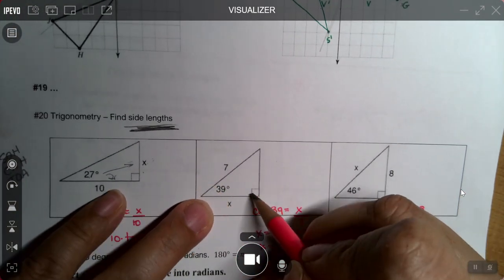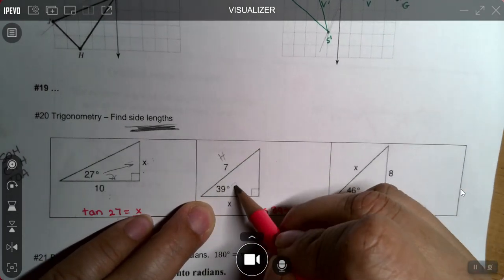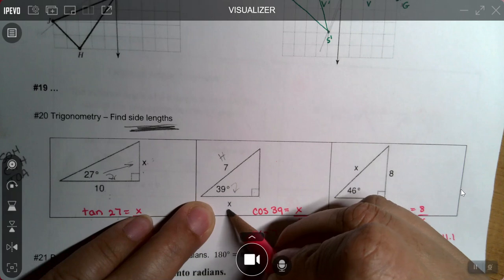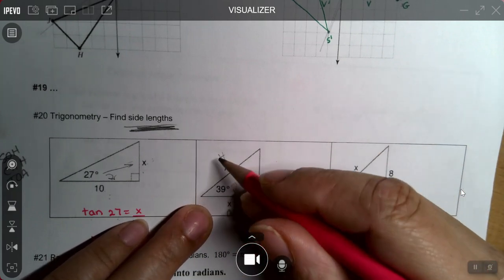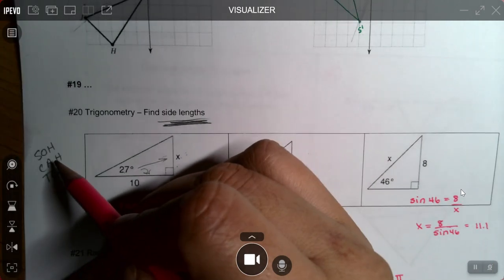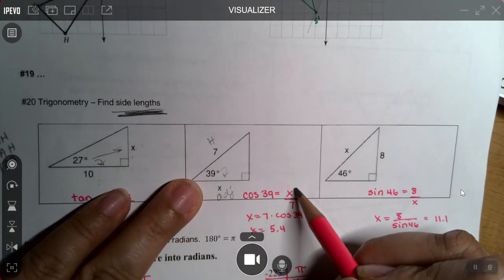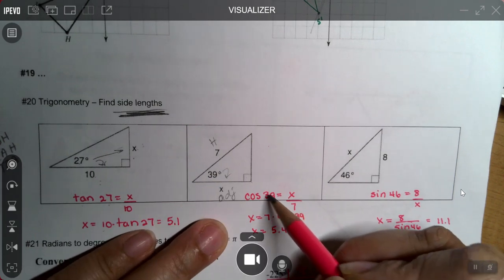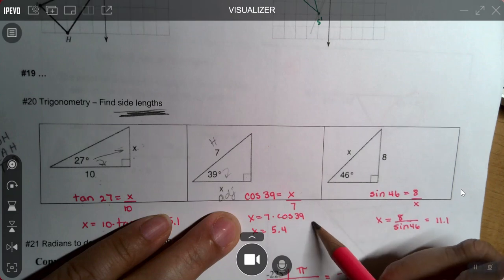All right, this one, this is 90, so that's the hypotenuse. And this is right next to it, so it's the adjacent. Okay, adjacent hypotenuse is cosine. So cosine 39 is equal to x over 7. Cross multiply to get x. X equals 7 times cosine 39.